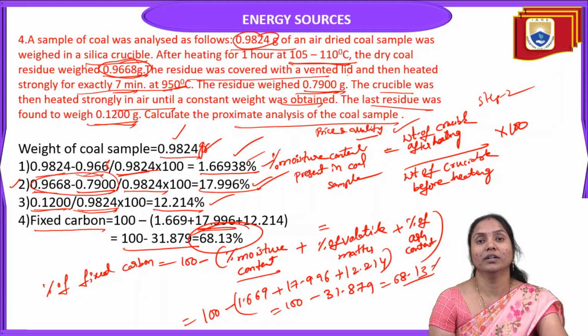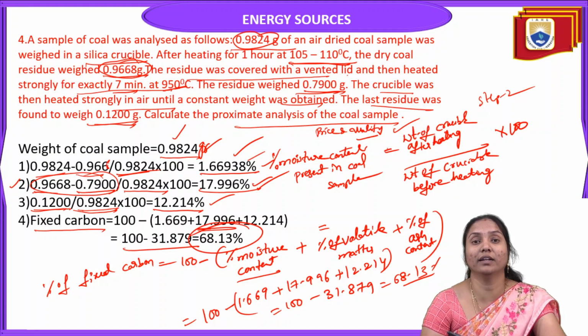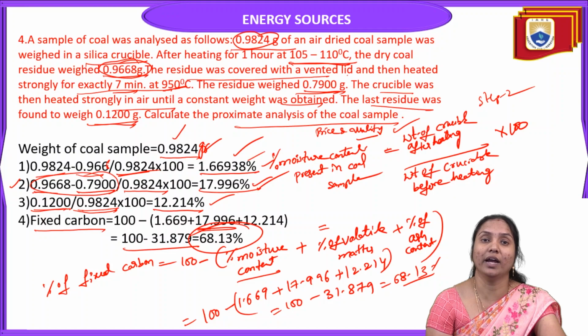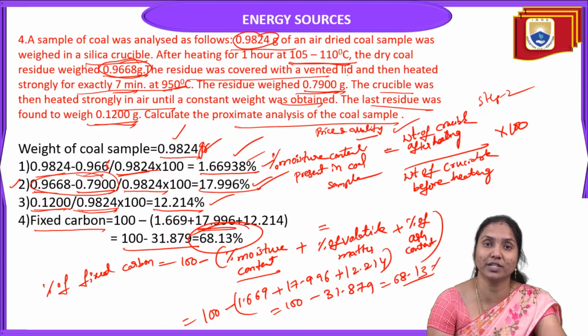So in this session we learned how to calculate the high calorific value and low calorific value of coal sample, and also how to calculate the percentage of moisture content, volatile matter, ash content and fixed carbon present in coal sample. I hope you understood all.